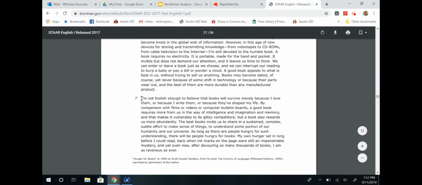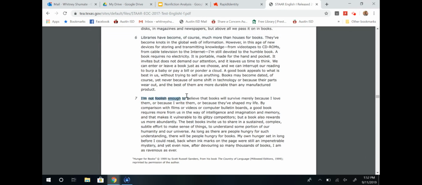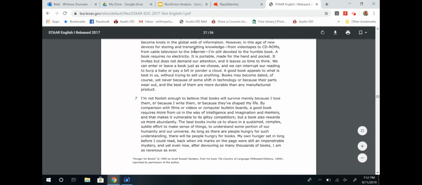As you can see here in paragraph 7, he says, I'm not foolish enough to believe that books will survive merely because I love them or because I write them or because they've shaped my life. By comparison with films or videos or computer bulletin boards, a good book requires more from us in the way of intelligence and imagination and memory. And that makes it vulnerable to its glitzy competitors, right? His glitzy competitors, that's referring to paragraph 6, where he's talking about the appeal of computers and technology and how some people prefer that over reading a traditional book.